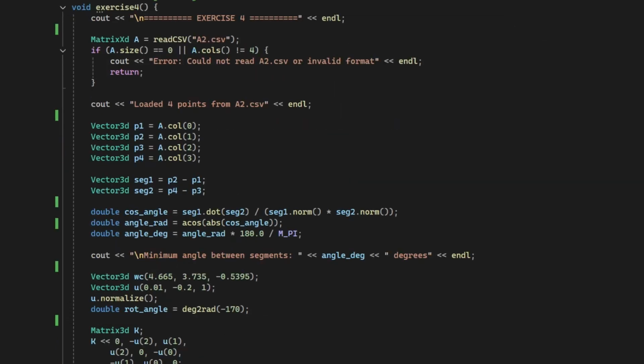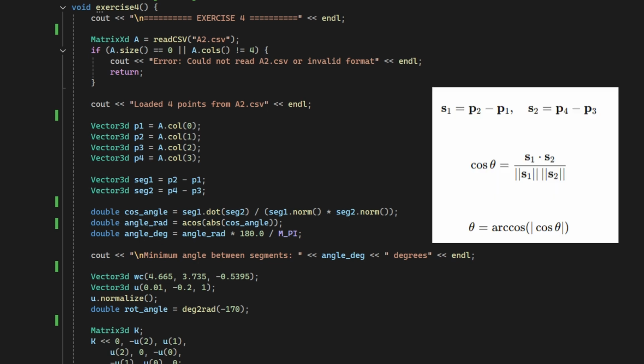Finally, exercise 4. We have two segments defined by 4 points. We have to compute the minimum angle between segments in 3D and the angle between segments in the image plane. And the camera is defined by axis-angle rotation and position. So let's begin. We have our 2 segments, our angle formula and the minimum angle.